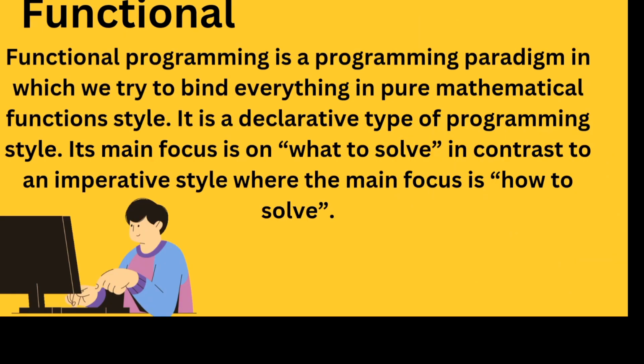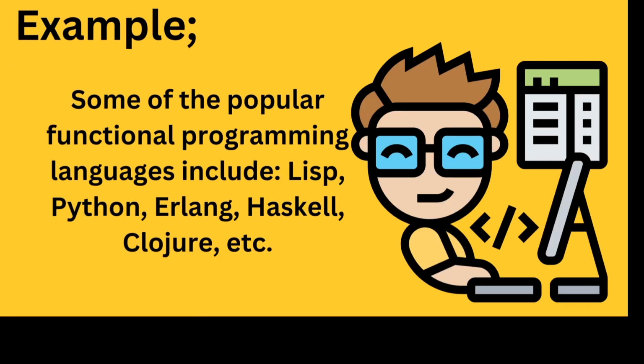Number 5, functional. Functional is a programming paradigm in which we try to bind everything in pure mathematical function style. It is a declarative type of programming style. Its main focus is on what to solve, in contrast to an imperative style, where the main focus is how to solve. Some of the popular functional programming languages include Lisp, Python, Erlang, Haskell, Clojure, and etc.